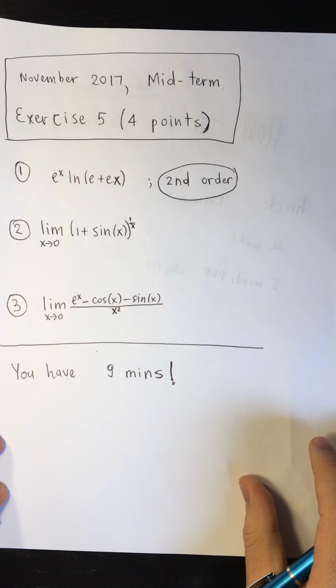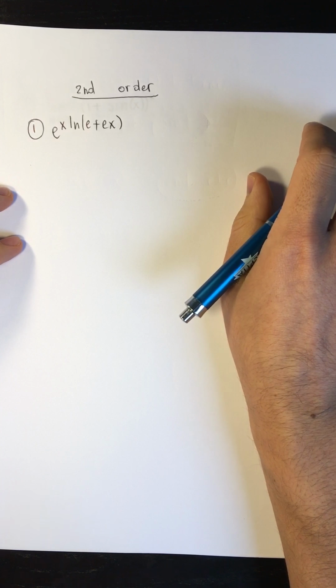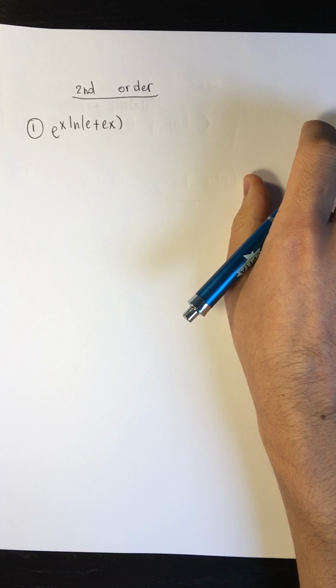Okay, now let's start the first one. So we have this one, and in this case the question is second order, so we don't have to think about which order to use for the Taylor expansion, right?